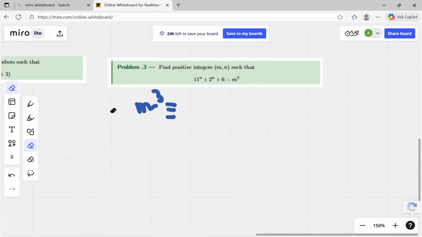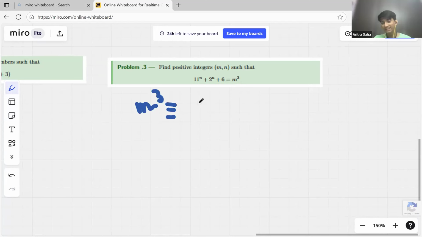Any cube mod 3 is either 0 or 1 or minus 1. Yes, but there are only 3 options and you get all 3. So do you get any benefit from that? Yes, I guess there are no possible solutions to the equation given.